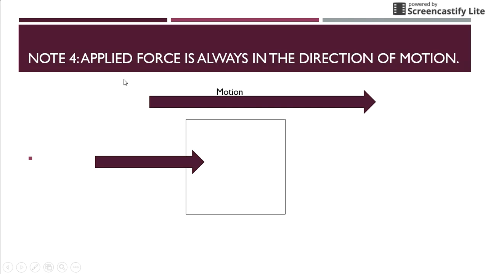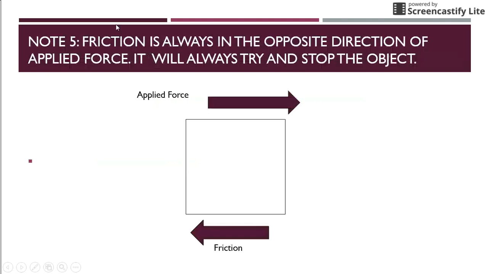Note 4. Applied force is always in the direction of motion. So if my object is moving to the right, I know that the applied force is going to also be to the right. Note 5. Friction is always in the opposite direction of the applied force. It will always try and stop the object. So if my applied force is going right, I know that friction is going to be going left.